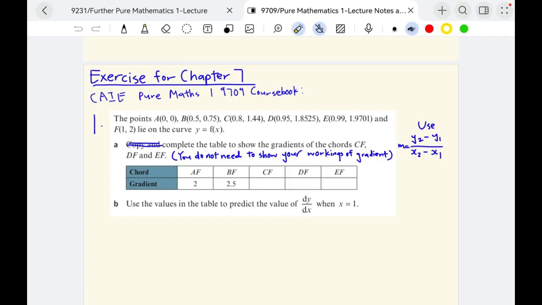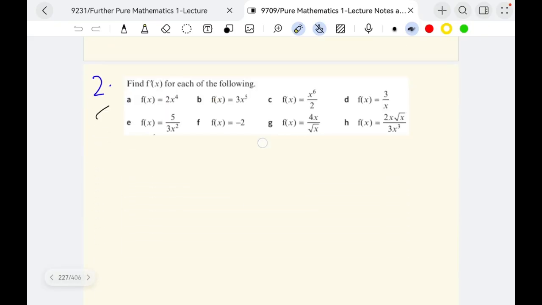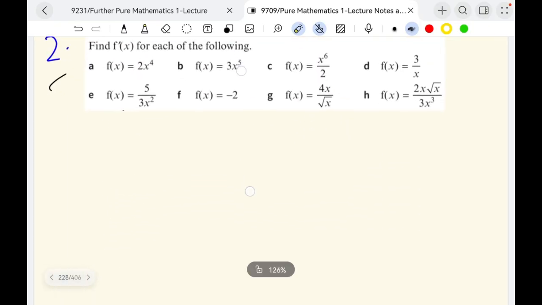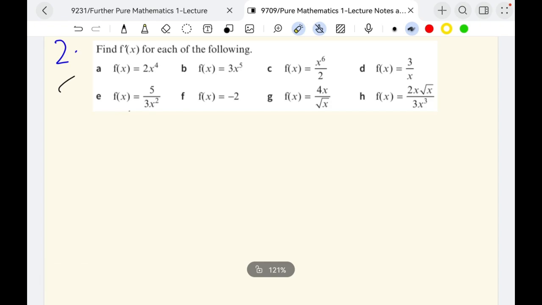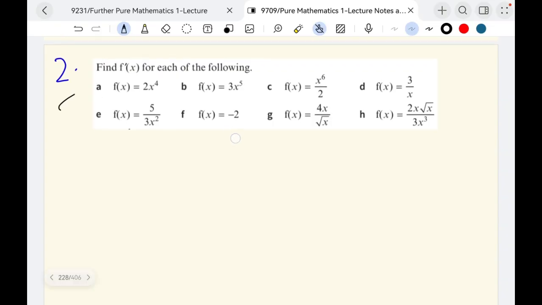Alright, time for the exercises for Chapter 7. This exercise consists of 41 questions, but because the questions are too long, we will only discuss 16 of the 41 questions. Now, let's start our first question. Find f prime x for each of the following, the 8 parts. So f prime x means you have to obtain the first derivative for the following functions.